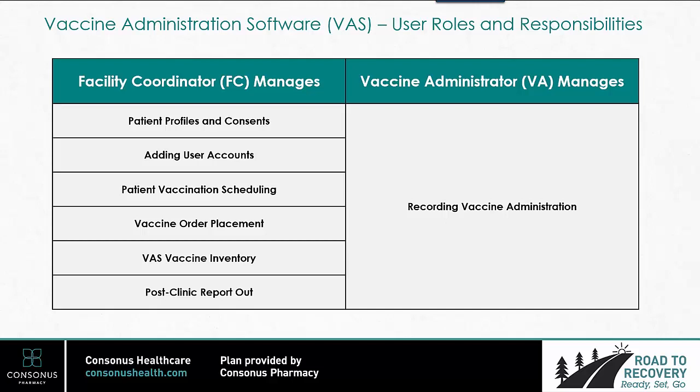A vaccine administrator, or VA, is a licensed professional trained to administer vaccines. A VA is responsible for recording vaccine administration in VAS. The FC must be on site at the facility during vaccine administrations and is also responsible for ensuring that the VA has recorded all vaccine administrations in VAS. Failing to manage these responsibilities could jeopardize your facility's eligibility to continue participating in the Road to Recovery vaccination program. The pharmacy is responsible for reporting the vaccine administrations that are recorded within VAS to State Immunization Information Systems, or IIS.